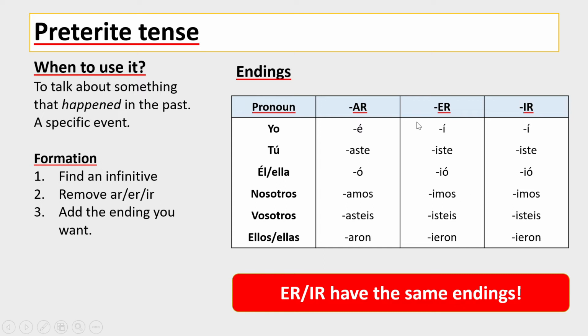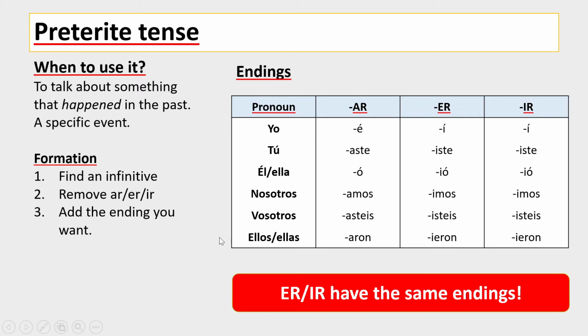What's even more important to notice is that we've got the introduction of some accents here. These are extremely important because if you don't have the accents on the E or the O here in particular, you are going to be changing it to the present tense, so make sure you've got those.